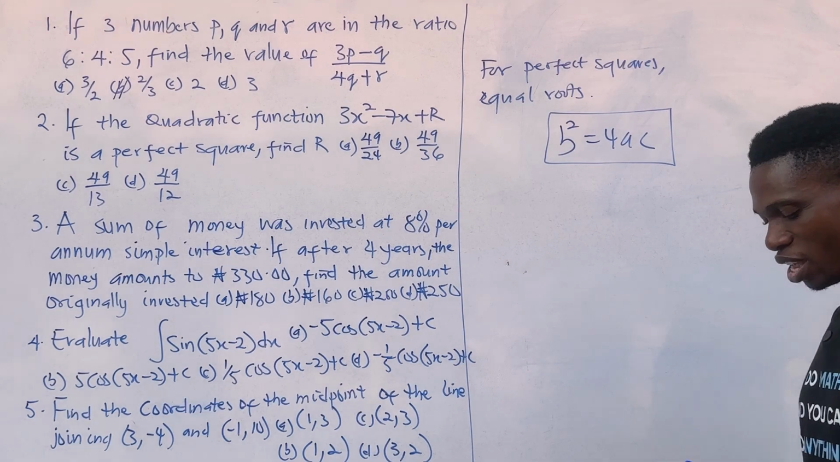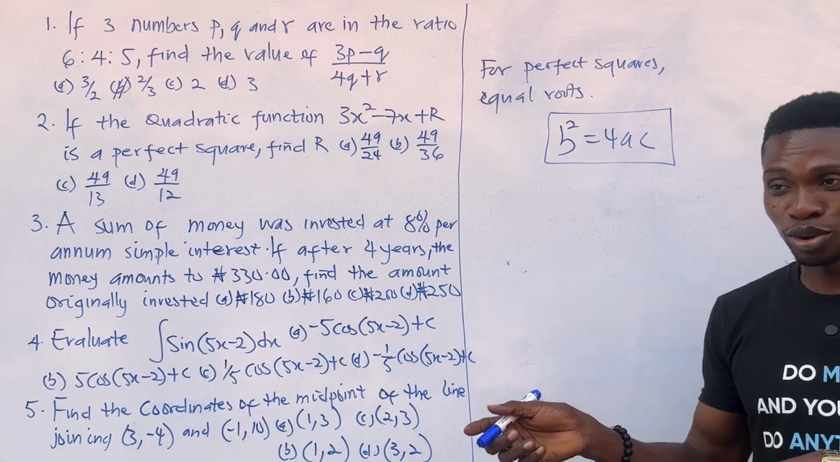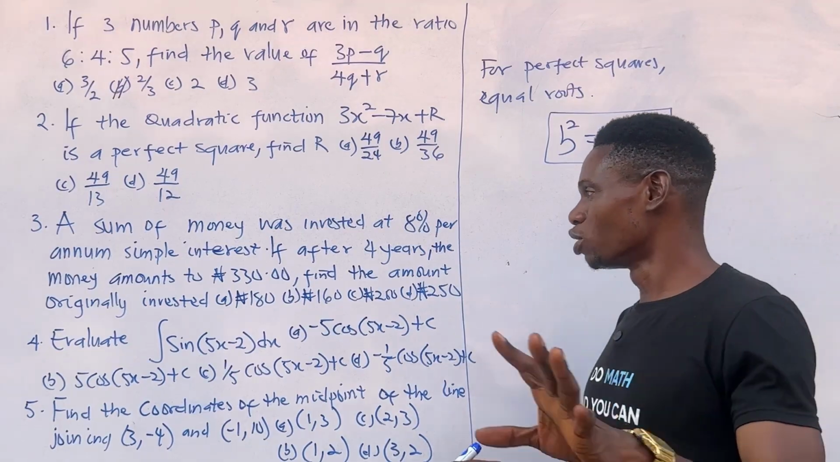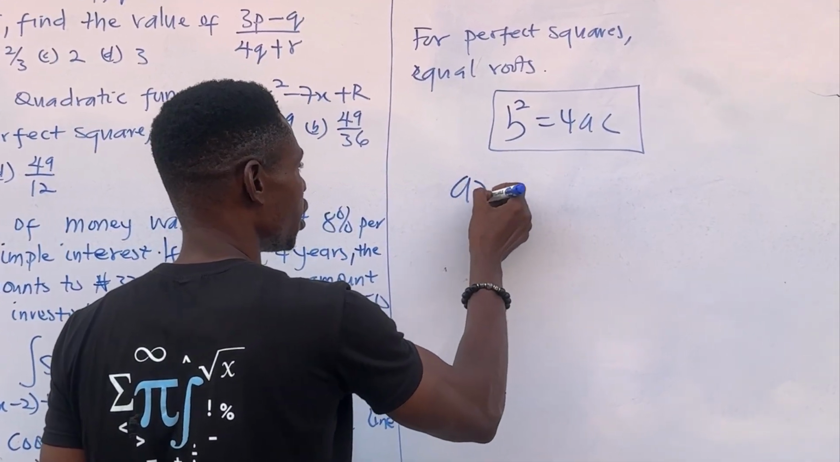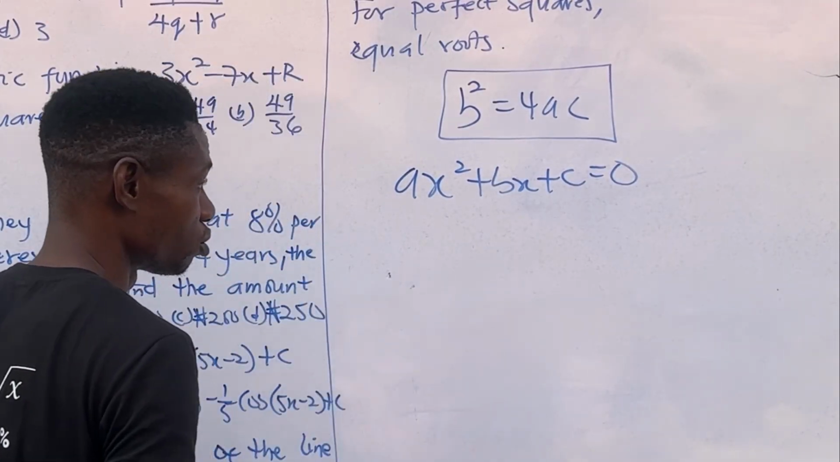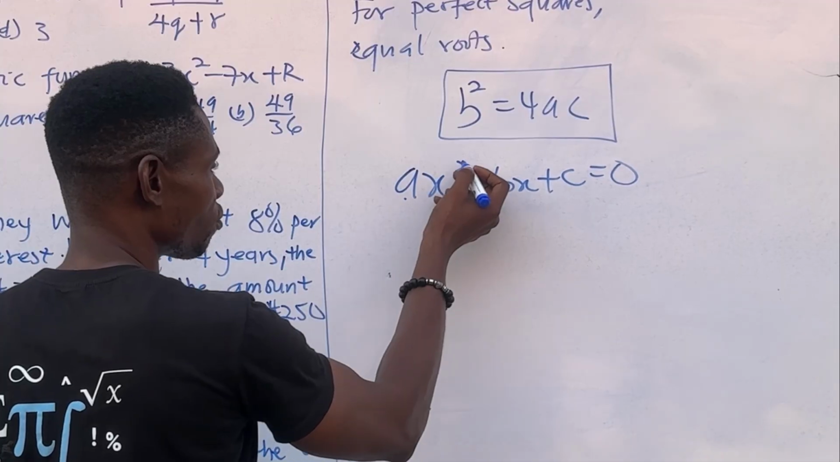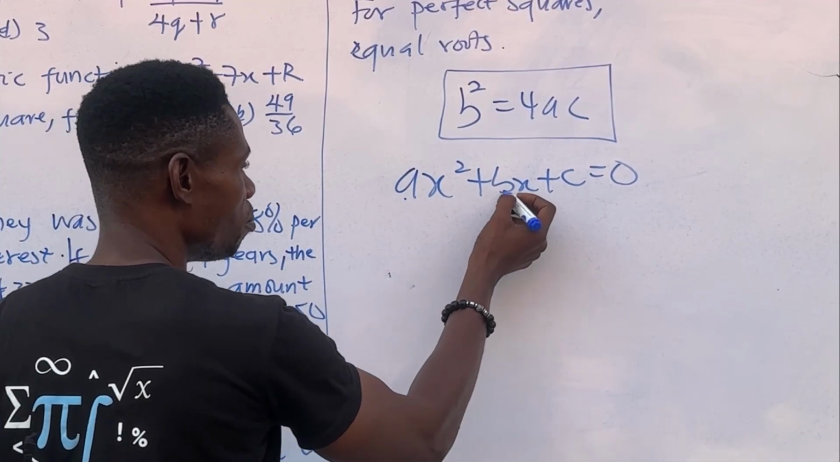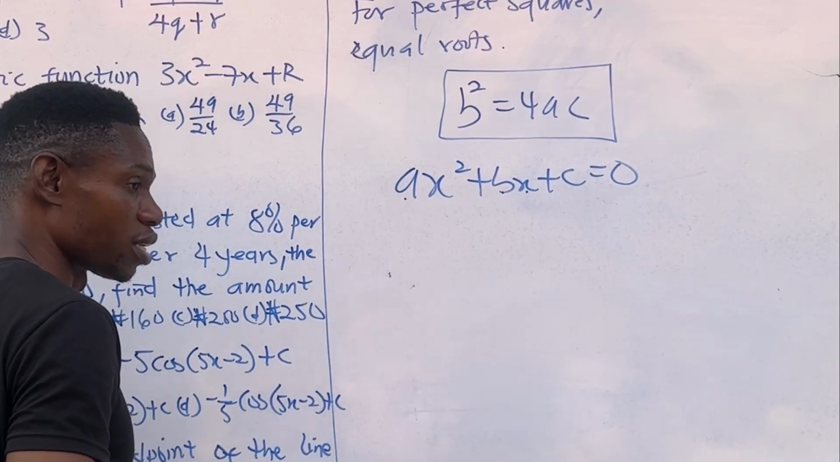Now, if you don't know what A, B, and C represent, it means you have not watched our lecture on quadratic equations. Let me just take time to explain that. Any quadratic equation looks like this: ax squared plus bx plus c equal to 0. This is the standard form of a quadratic equation, where a is the coefficient of x squared, the leading coefficient, b is the coefficient of x, the linear coefficient, and c is a constant.